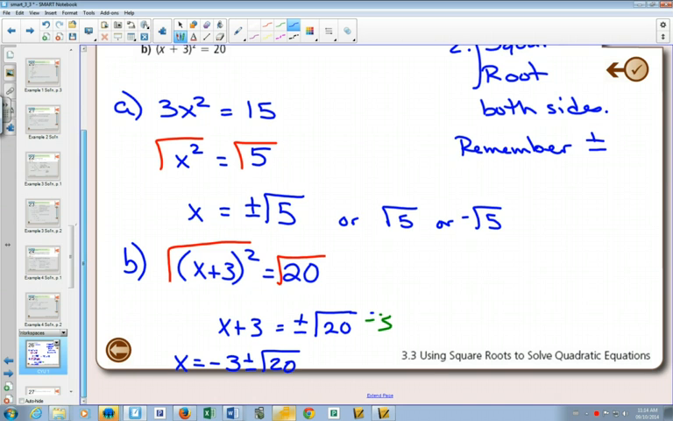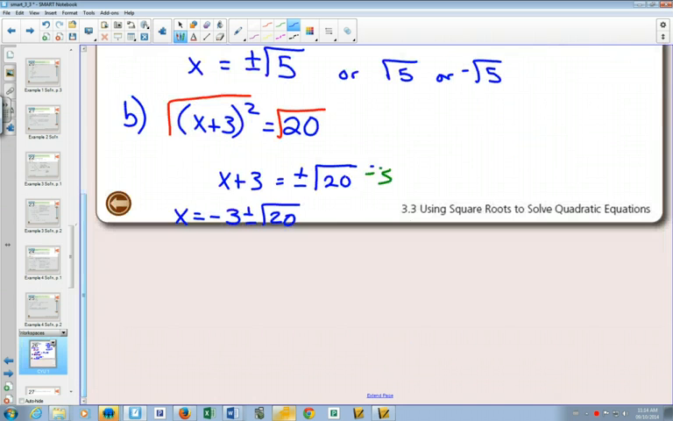Going back to our radical unit, is this answer simplified? Not yet. How can I simplify root 20? To 2 root 5. And that would be our final answer.